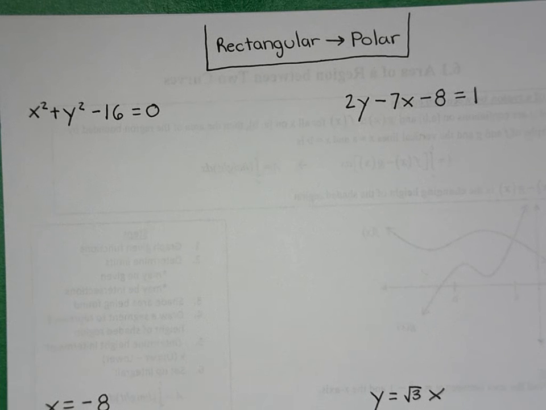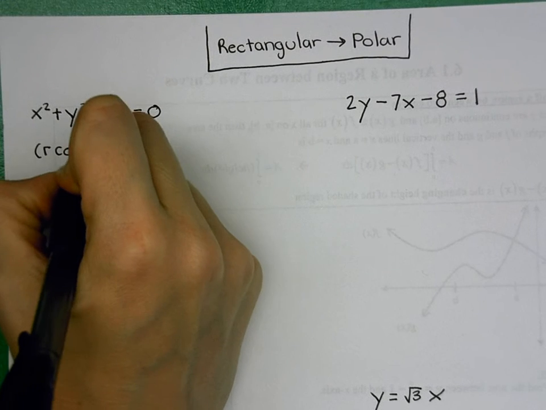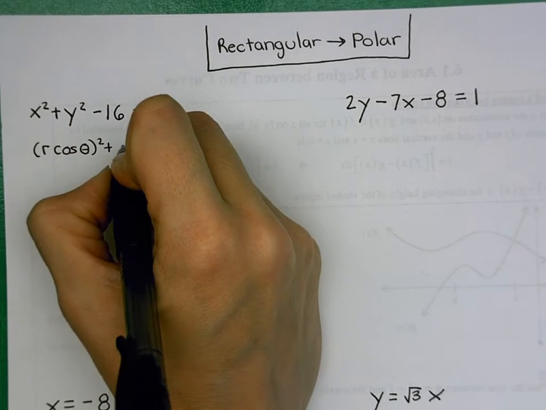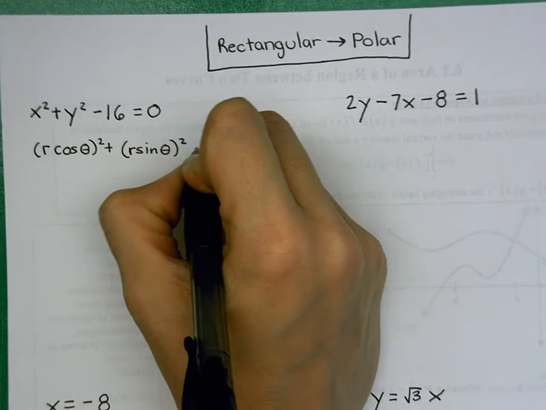Okay, so first up, we have x squared plus y squared minus 16 equals 0. We're trying to get this rectangular equation into a polar form. We have 3 steps that were given in our notes just now. First step, substitute. So we're looking to substitute r cosine theta in for x, r sine theta in for y. So let's go ahead and rewrite this as r cosine theta, which is what x is, squared, plus my y, which is r sine theta, squared, and then minus 16.